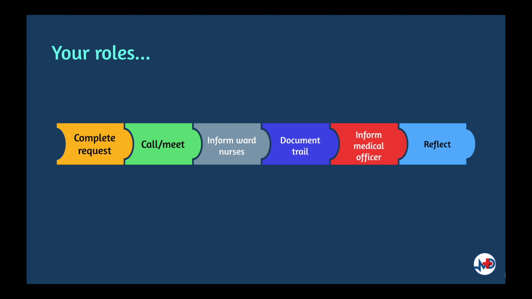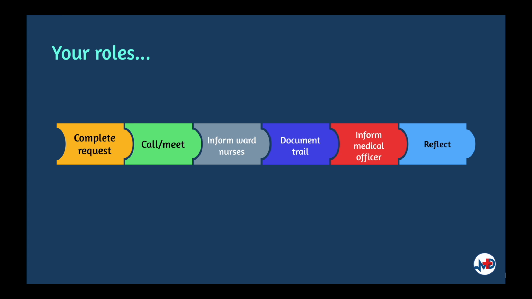To place the request or orders, the steps are as follows. Complete the request form for the test, either manually or through the electronic health record system. Call or meet the medical officer in charge of receiving the request. Once granted, inform the ward nurse on the plan to transport the patient over to the location of the test or collect the specimens for the test requested.